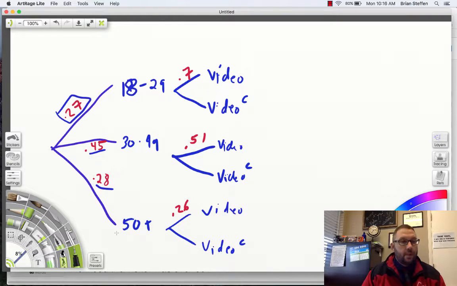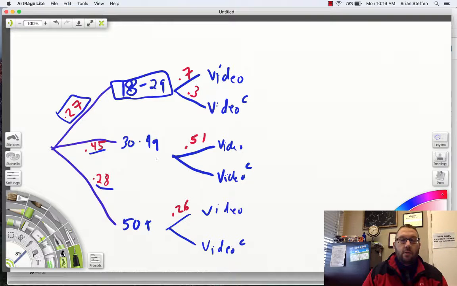All right, and then I've got the corresponding 45% for those that are 30 to 49 and 28% for those that are 50 plus. Then it said, of those that are 18 to 29, so only looking at that, 70% are video streaming users. All right, that means, and this requires you to remember a little bit, that 30% of those are not. So these should add to 1 or 100%.